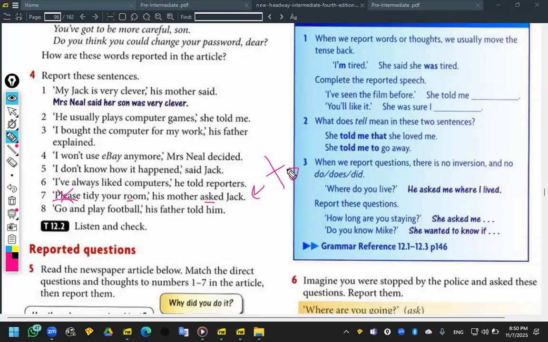Finally, go. This is imperative too. Go and play football, his father told him. His father told him to go and play football. Exactly, because it is imperative. Don't forget to use to. And be careful, because after to there is verb 0, because we don't have to go back one step behind. Okay, this is about these sentences.